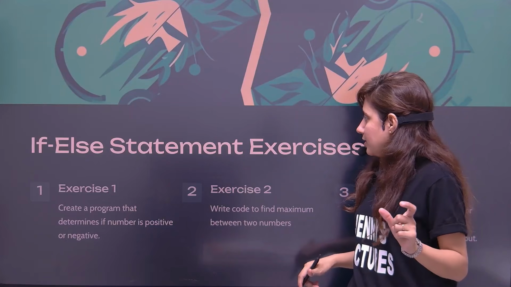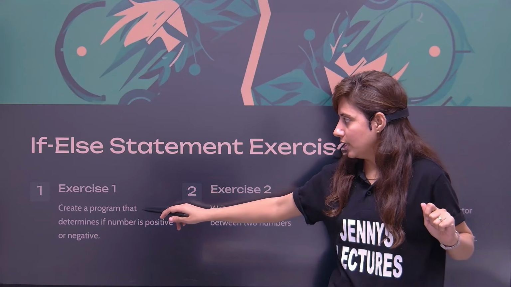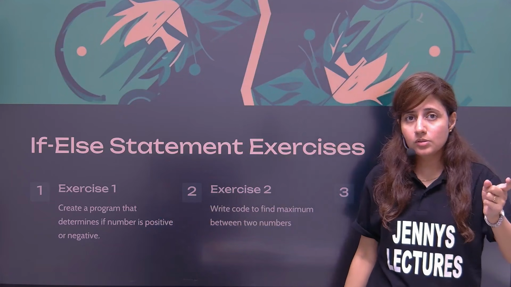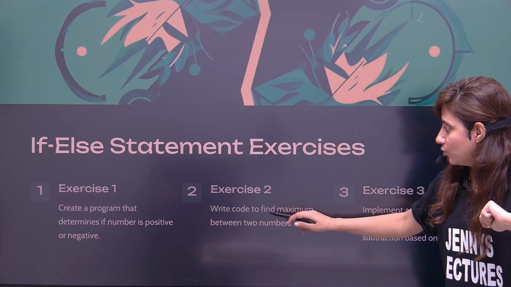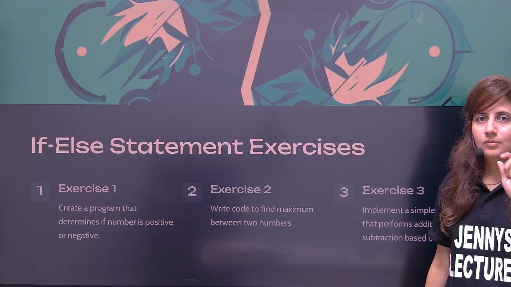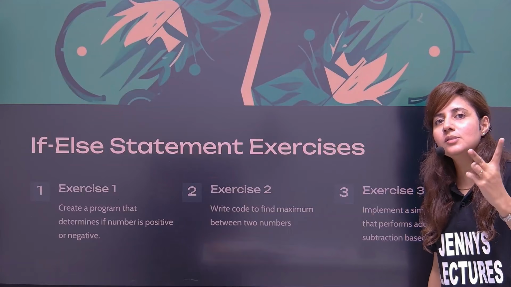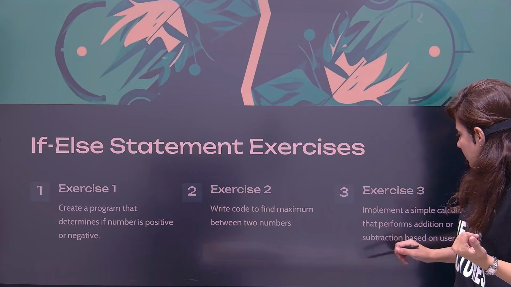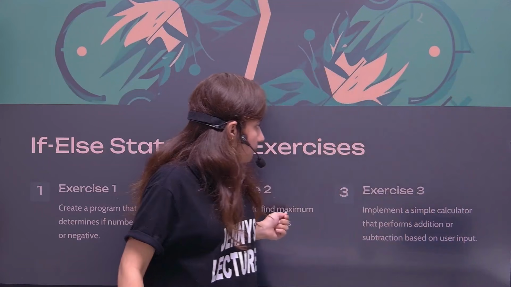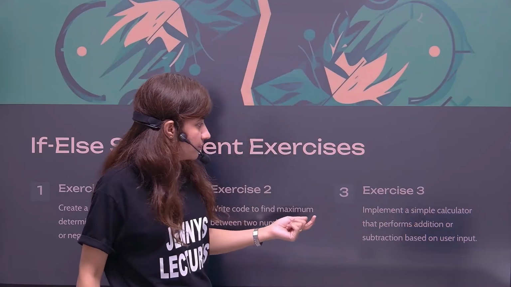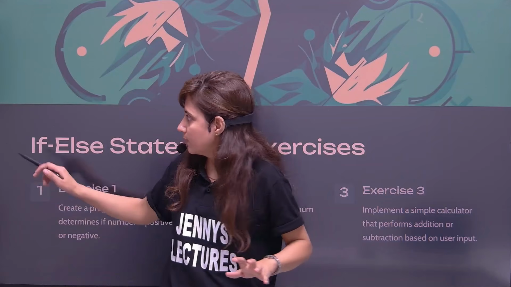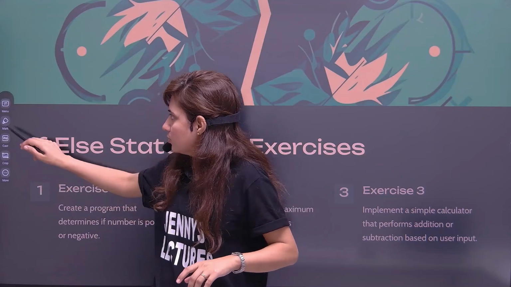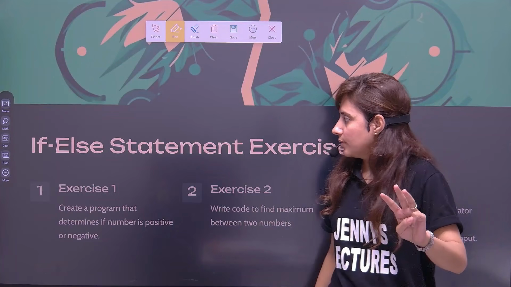So there are three exercises for if else. First, you have to create a program that determines if the number is positive or negative. Two things, positive or negative. Second, write code to find the maximum. You have two numbers and you have to find which one is maximum. Third, implement a simple calculator that performs addition or subtraction based on user input. Okay, so three exercises are there.